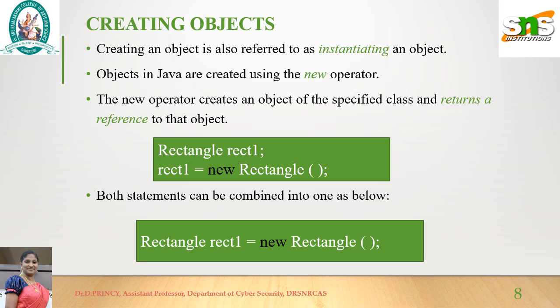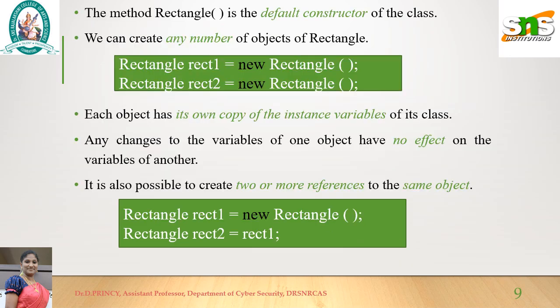After declaring an object name of the type rectangle, we are assigning a new rectangle constructor. Rectangle is a class name. A method which has the same name as the class name is called a constructor. We can declare and create an object in two ways. The second form is combined into a single statement as rectangle rect1 = new rectangle(). Rectangle() is the constructor.